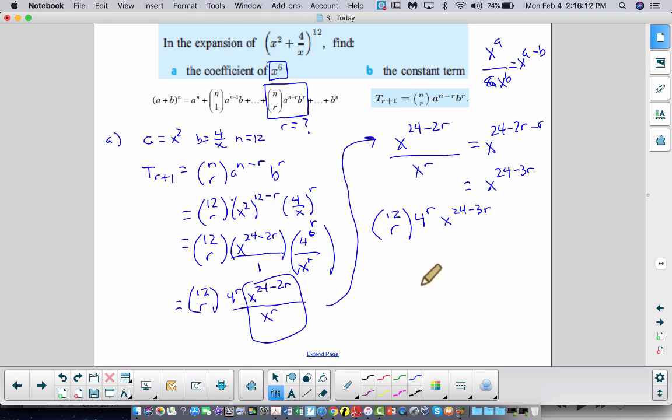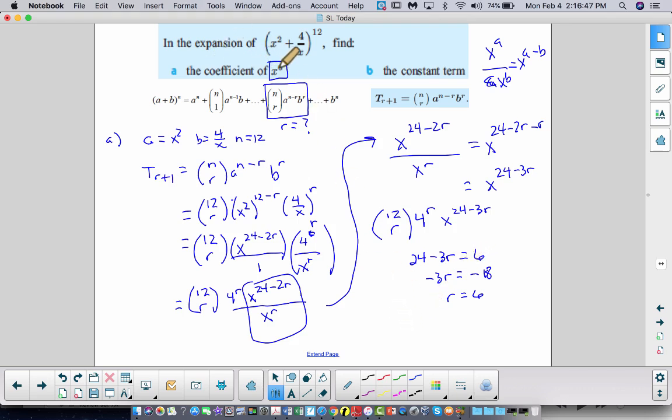Now, we are in business here because we need the exponent to be equal to 6. The exponent right now is 24 minus 3r. So 24 minus 3r has to be equal to 6. Solving that, negative 3r equals negative 18, and r is equal to 6. Now, is it always the same as the exponent? The answer is no. That is just a coincidence.